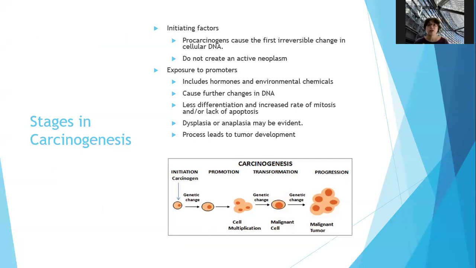So these are the stages in carcinogenesis. I don't expect you to know this in detail, but just so you know, you get initiating factors and then exposure to promoters. There's something that initiates it. It's not really creating an active neoplasm, but then the promoters come in and promote tumor development. Okay, so just initiation and exposure to promoters. That's all you need to know.